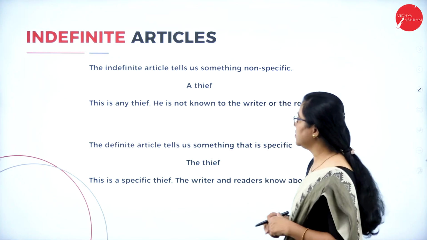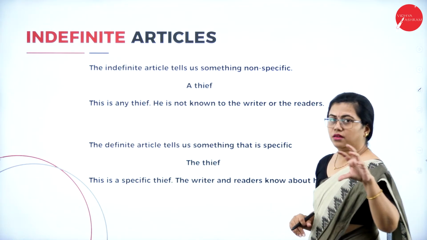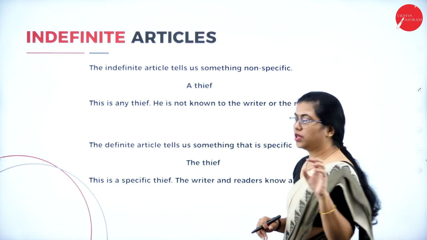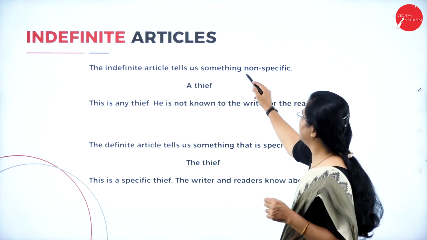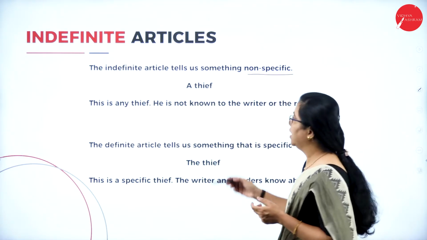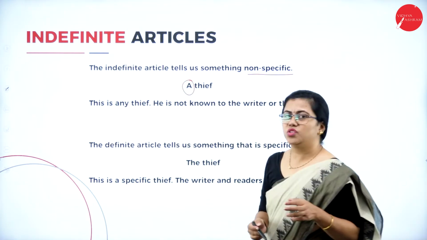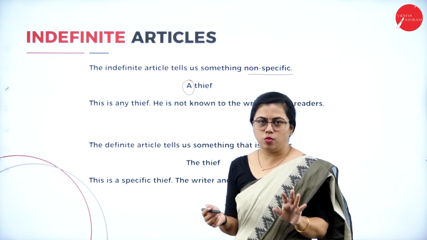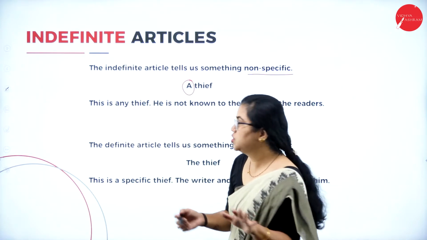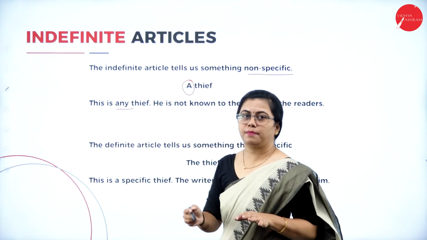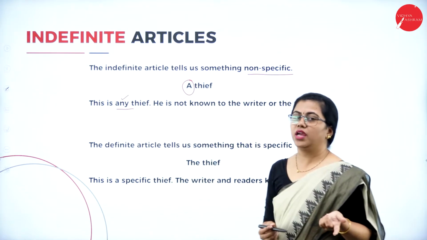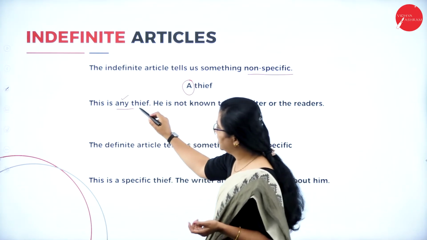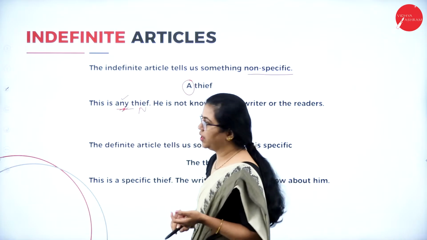I'll just repeat what I said just now so that the concept will be a little more clear to you. The indefinite article tells us something non-specific. Here I'm using "a thief." This means I'm not talking about any one particular thief. This is any thief. Let me tell you, any is actually a quantifier. Again, you can see this is a noun and there is a quantifier before that.